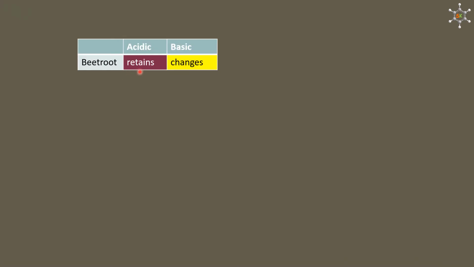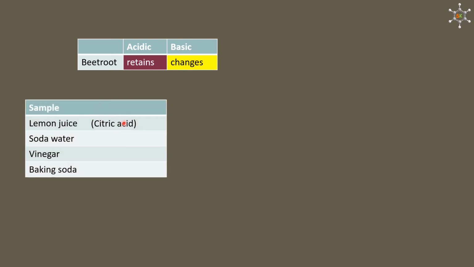Beetroot retains its color in acidic solution and changes to yellow in basic solution. Lemon juice consists of citric acid, which is acidic in nature. Soda water consists of carbon dioxide dissolved in water, that is nothing but carbonic acid. This is also acidic. Vinegar consists of acetic acid. This is also acidic in nature.